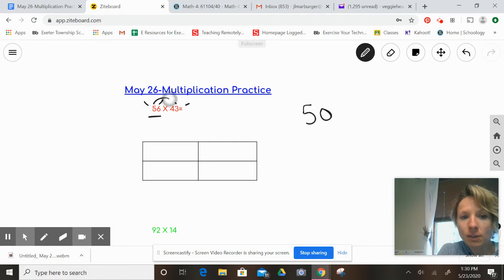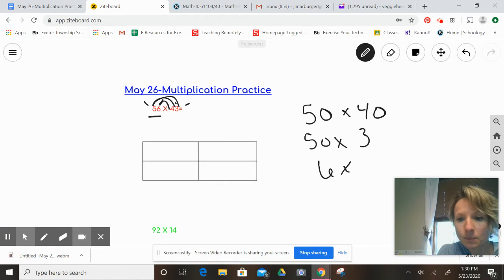We would take the 50 times the 40, and then the 50 times the 3, and then we're done with that 50, so we would move over to the ones where there's a 6. So 6 times the 40, and then that 6 needs to be multiplied by the 3.